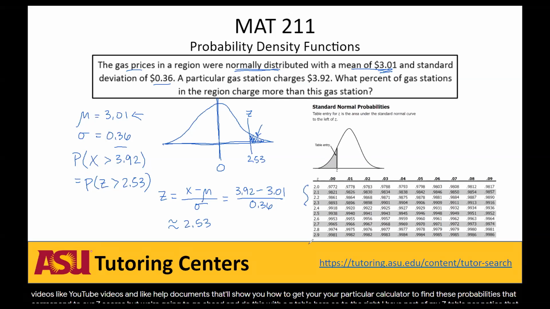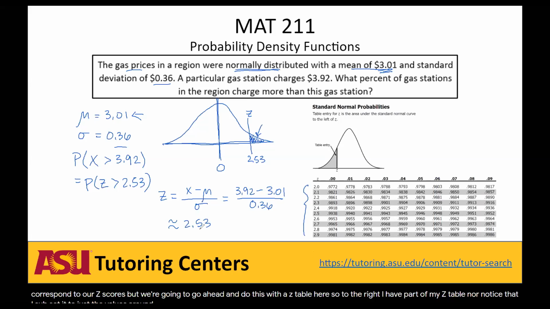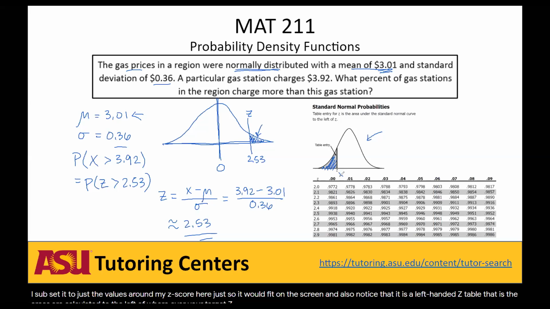Notice that I subset it to just the values around my z-score here, just so it would fit on the screen. And also notice that it is a left-handed z-table. That is, the areas are calculated to the left of wherever your target z value is. Now, notice when we did our drawing, we're looking for everything larger than our z-score here.